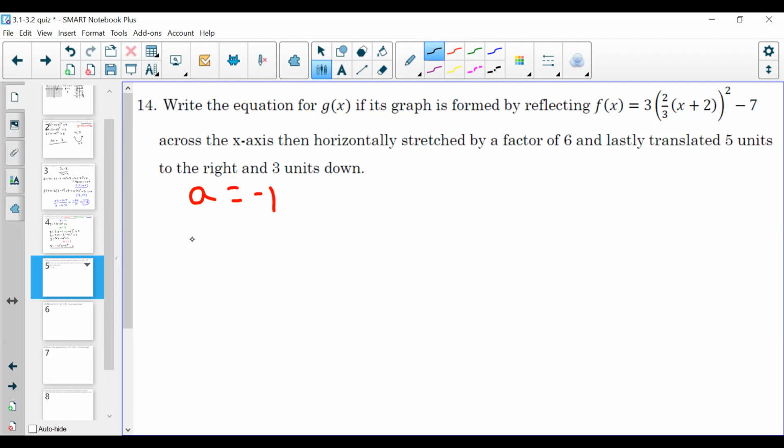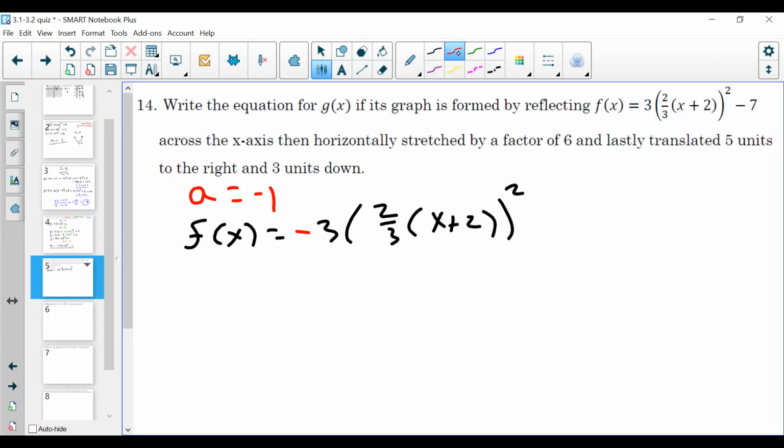So what I have is f of x is now going to become a negative 3, 2 over 3, x plus 2 squared plus 7. Anytime you do a vertical reflection, you're affecting all your y's. That's why your a becomes negative, and your k, which is a y coordinate, also gets affected by that negative. So it goes from negative 7 to positive 7.